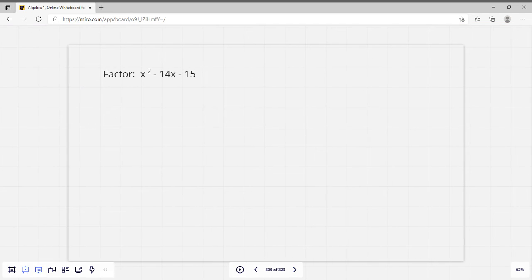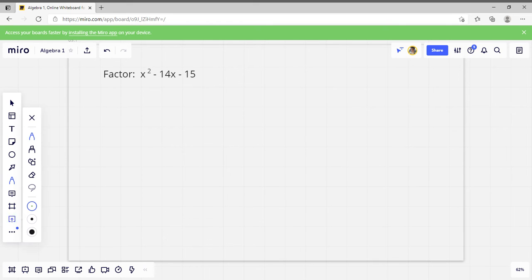Let's try another one. Okay, so for this one, we've got x squared minus 14x minus 15. So first thing we're going to do is write our parentheses, and we're going to put our x at the beginning. Now I need two numbers that when we multiply, we get 15. So the factors of 15 are 1 and 15, and 3 and 5, and that's it. Okay, so it's got to be one of these pairs of numbers. It's got to be either 1 and 15 or 3 and 5.